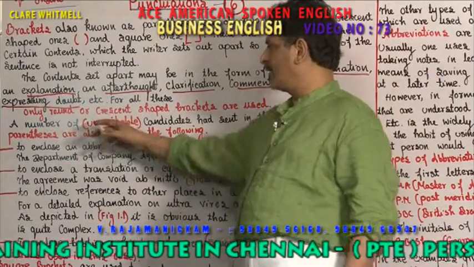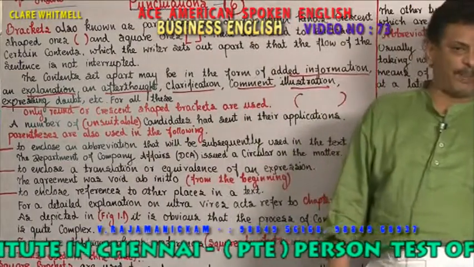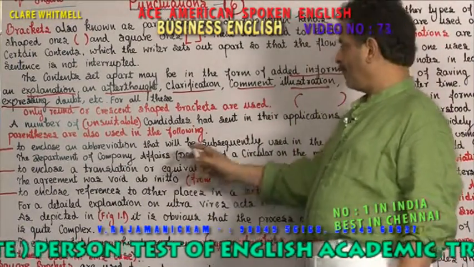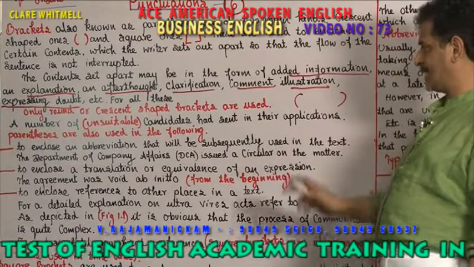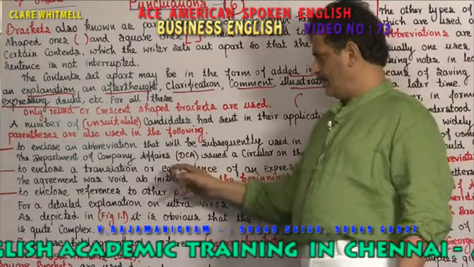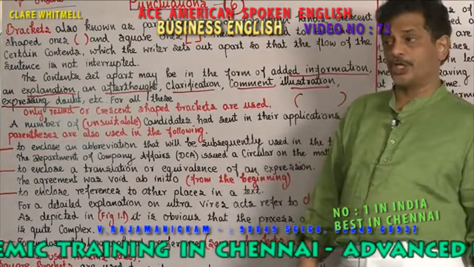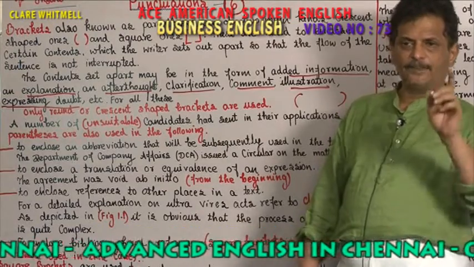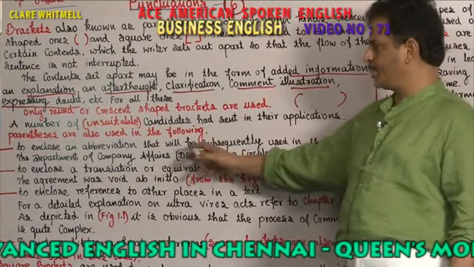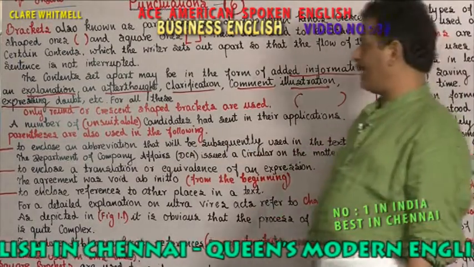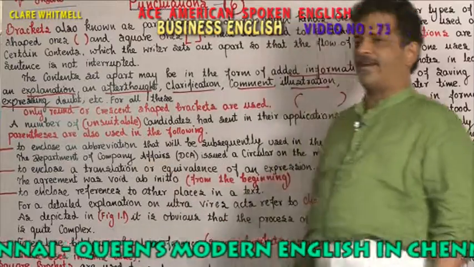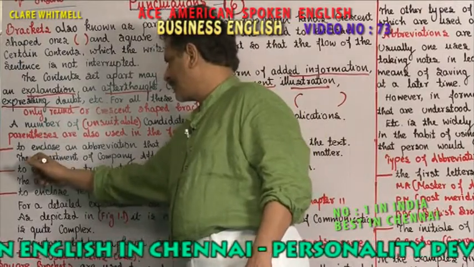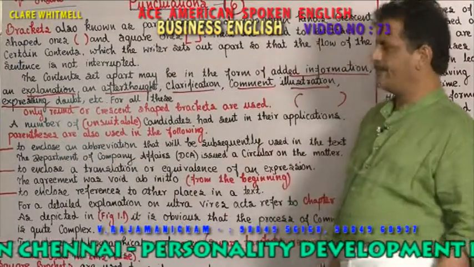Parentheses are also used in the following. Brackets are called parentheses. Parentheses are used to enclose an abbreviation that will be subsequently used in the text. So in the bracket you are writing abbreviations. What do you mean by abbreviation? The first letters of two or three words are taken and used. So, that abbreviation is used in the brackets. For example, the Department of Company Affairs. What is the abbreviation? DCA. So, DCA, Department of Company Affairs.